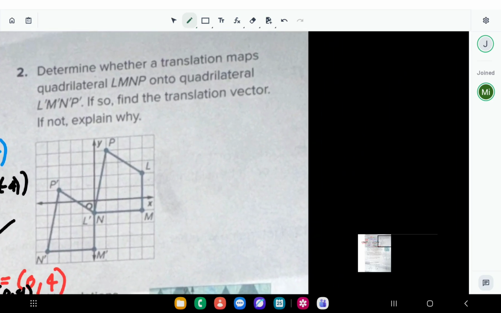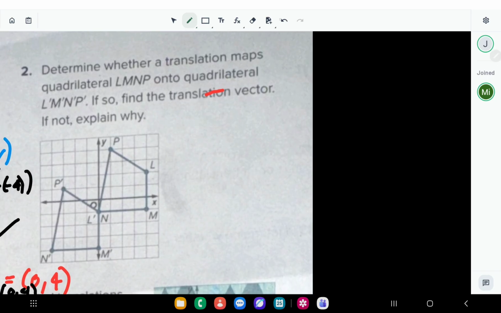Let's move to number 2. Determine whether a translation maps quadrilateral LMNP. Okay, this one is LMNP, onto quadrilateral L'M'N'P'. Okay, this one is the image, the translated one. If so, find the translation vector. Okay, so this is similar to the first problem. We pick one vertex here.